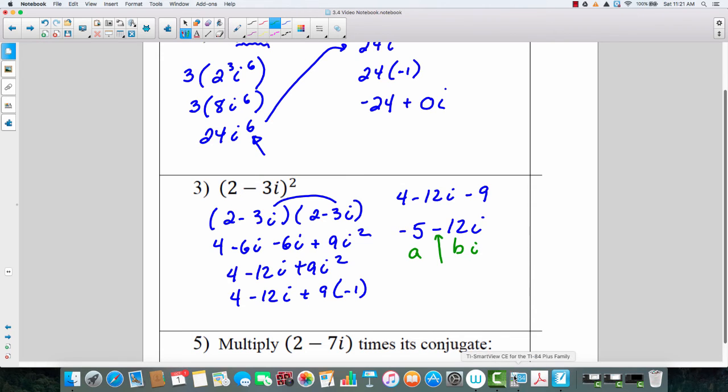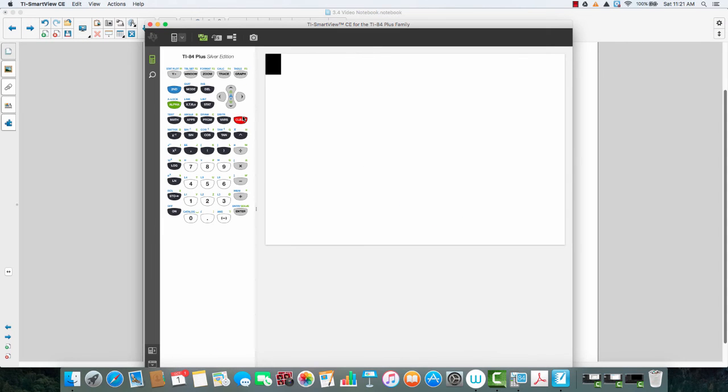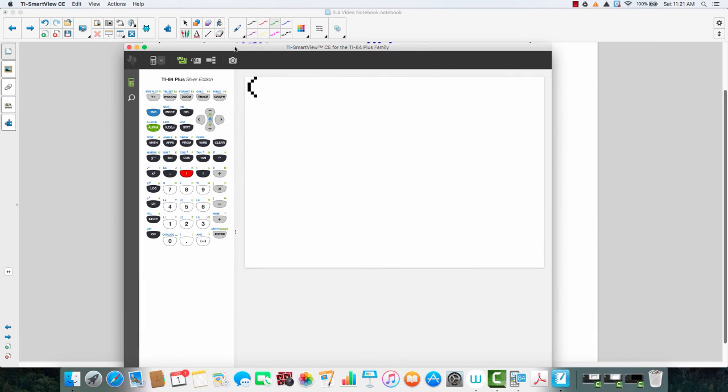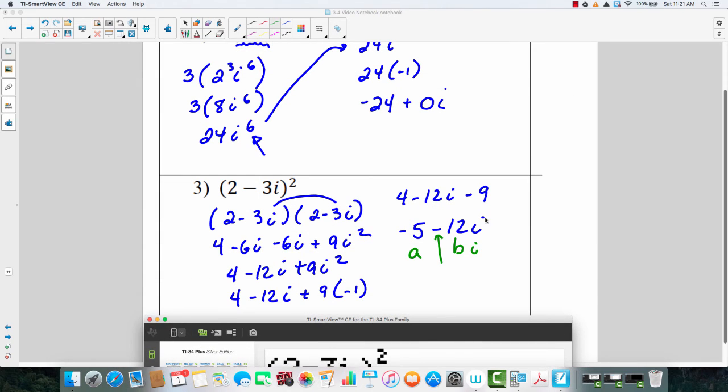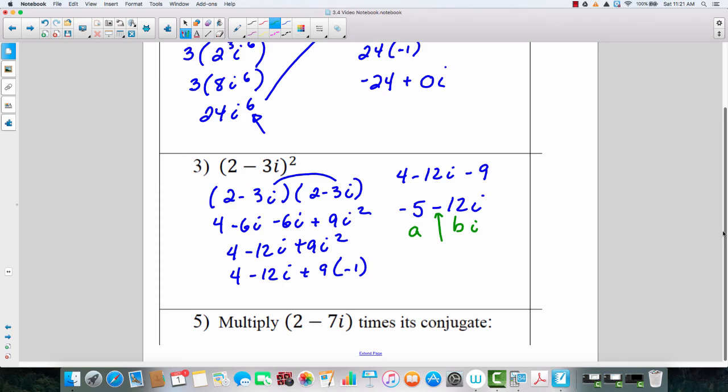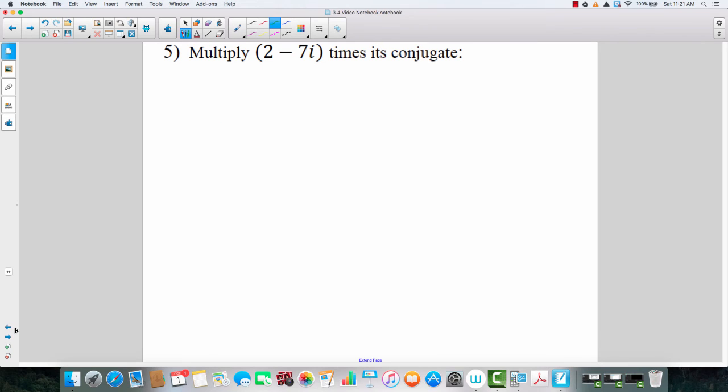Oh, come on! Now, if we go back to our calculator, check this out. Parentheses, what were we dealing with? 2 minus 3i squared, and look how fast your answer comes up. Negative 5 minus 12i. Beautiful. Now, this idea of conjugate before we leave.